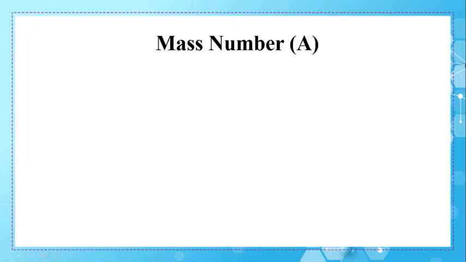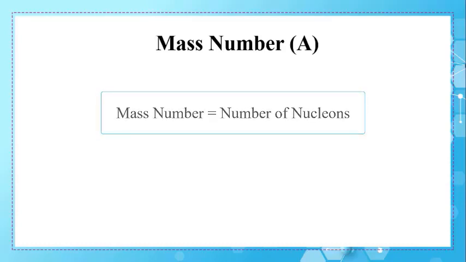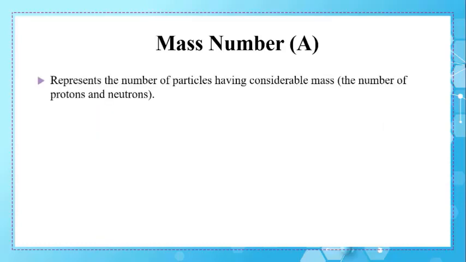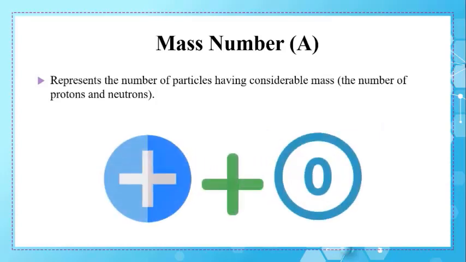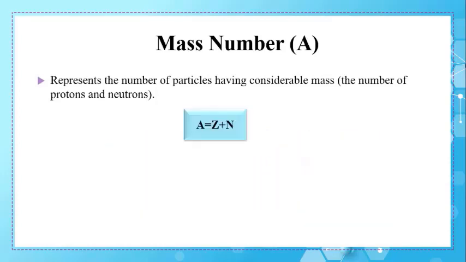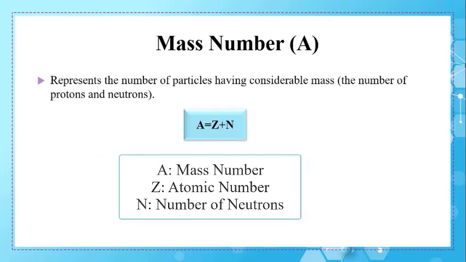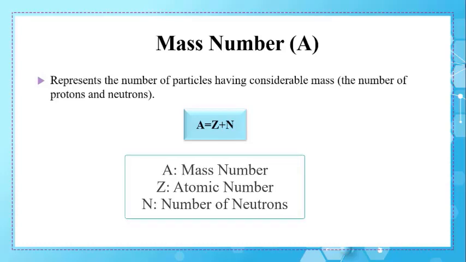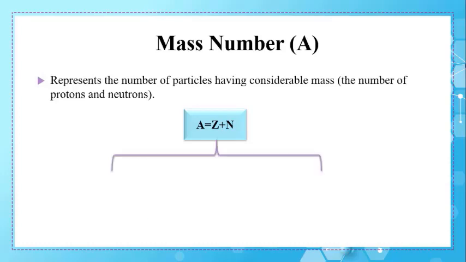Another value characterizes an atom. This is the mass number, denoted by A. The mass number, also called the number of nucleons, represents the number of particles having mass. These are the protons and the neutrons. So A equals Z plus N, where A is the mass number, Z is the atomic number, which is equal to the number of protons, and N is the number of neutrons. Two other relations could be derived from the original one.